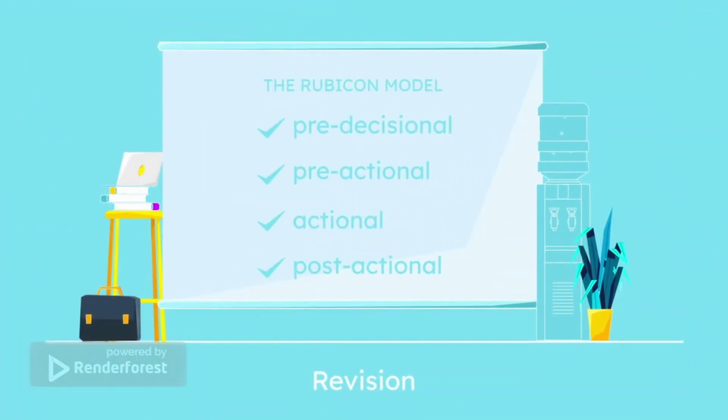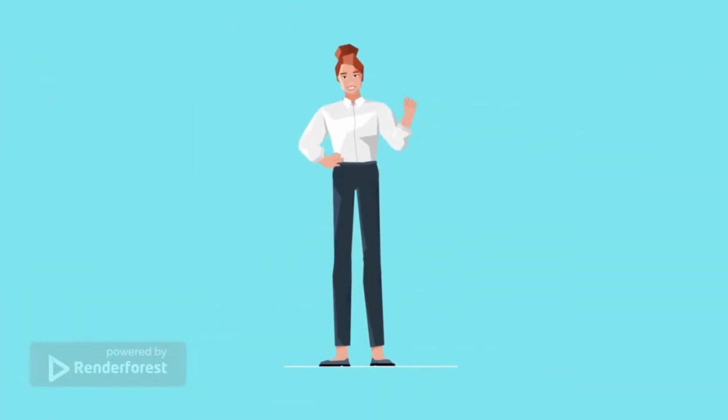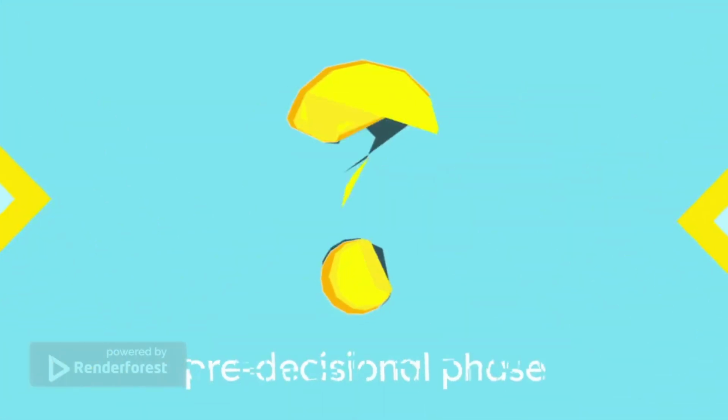We have learned that the Rubicon model is divided into four phases: the pre-decisional, pre-actional, actional, and post-actional phase. Today we want to introduce you to some practical tips psychological literature has to offer while keeping the four stages of the Rubicon model in mind. These techniques can help you focus your mental resources more efficiently on what's important to you and manage to move closer to your goals step by step.